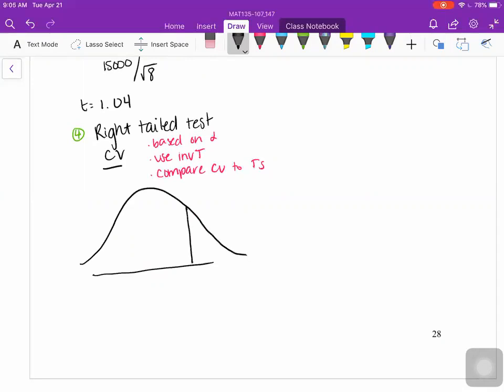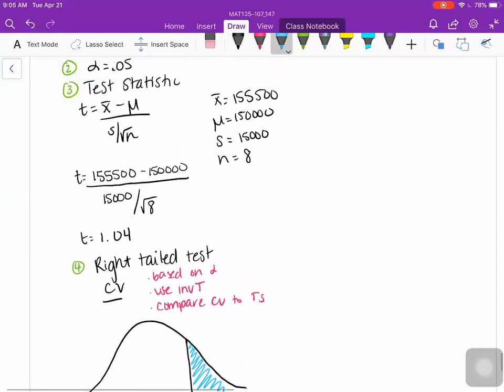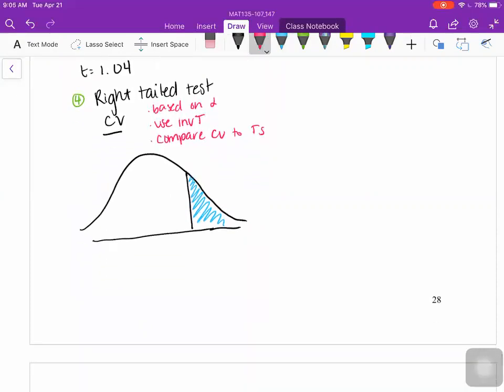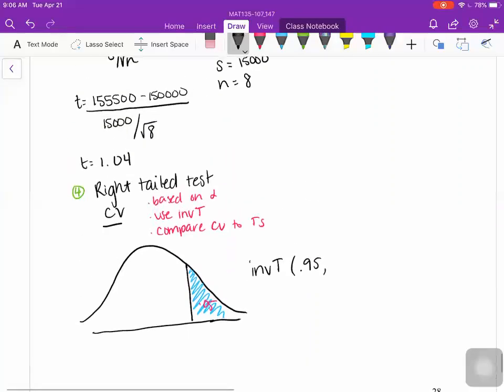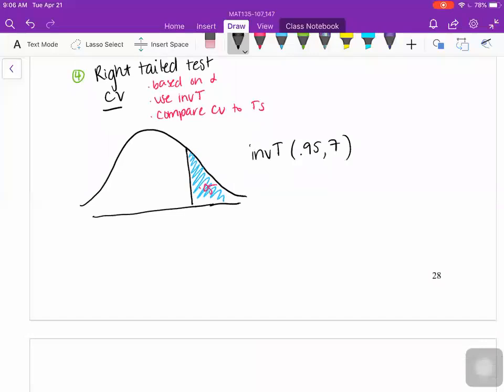Setting up our right-tailed diagram, the area in our right tail represents our rejection region, and the area of our rejection region is equal to alpha, so 0.05. When we use inverse t on our calculator, we need to give the area to the left and the degrees of freedom. So the area to the left of my critical value is 0.95. And the degrees of freedom are always n minus 1. So n was 8, so our degrees of freedom are 7. Our critical value is 1.895.